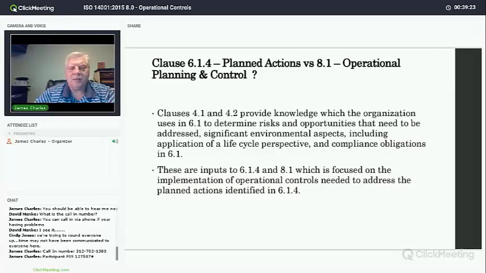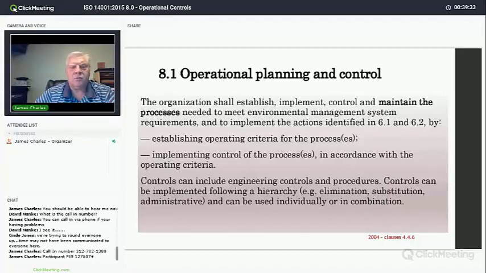So like I said, if you get a chance, look at 614. I think there are some subtle differences, but the 8.1 talks about the implementation of those planned actions. So here's the first part of the standard, operational control and planning. Basically it says the organization shall control and maintain processes. That's the new word, not procedures, but processes, to implement the actions in 6.1 and 6.2.